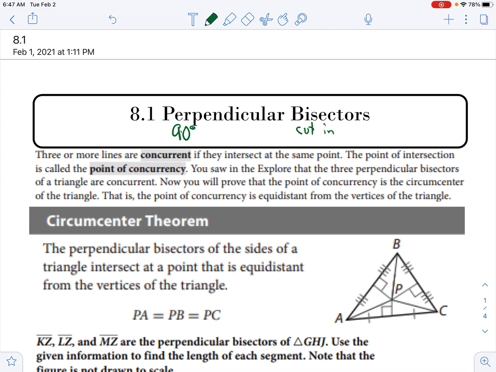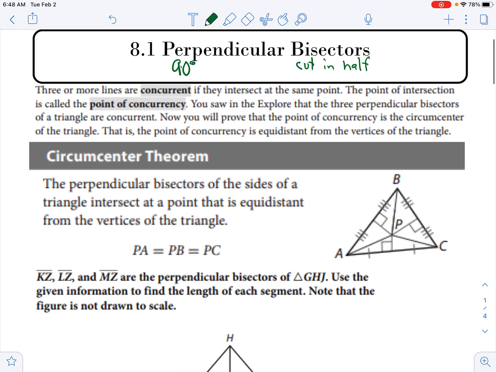So in a triangle, we're going to look at a couple of different rules that we could see show up in triangles. Triangles are pretty unique, and as we go through them, we're going to spend some time looking at different lines that we can use in them. So the first one we talk about is the perpendicular bisectors.